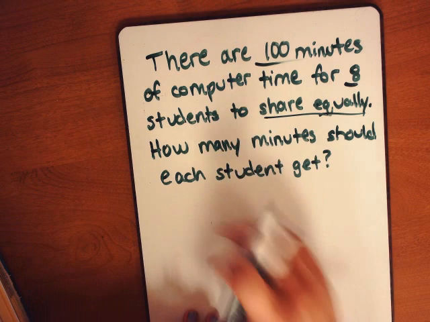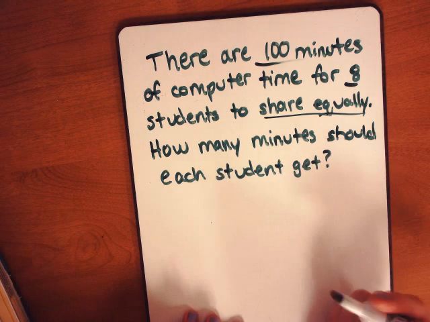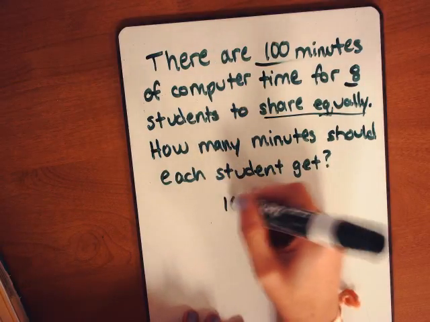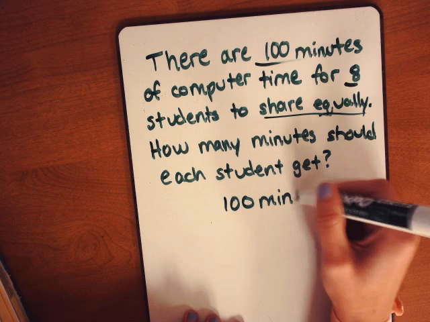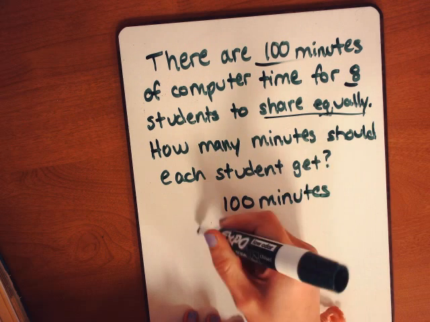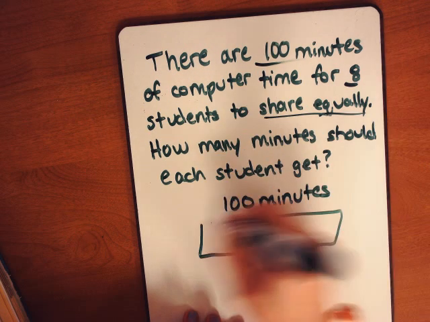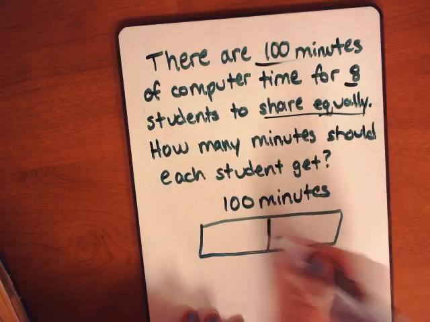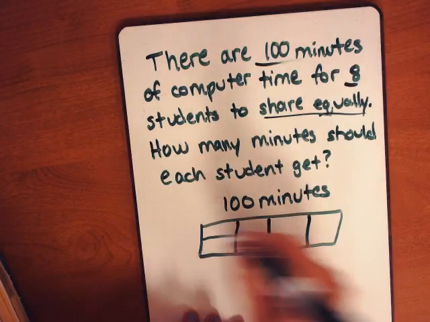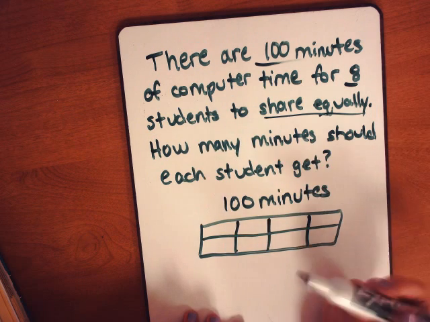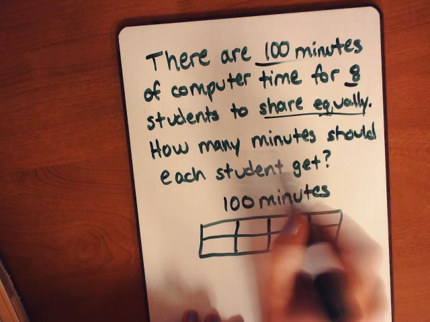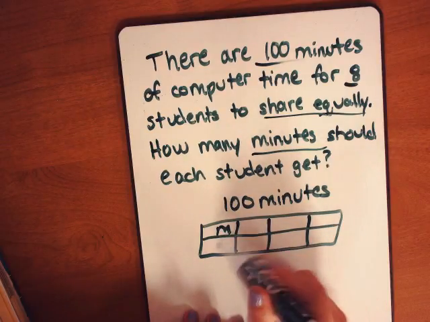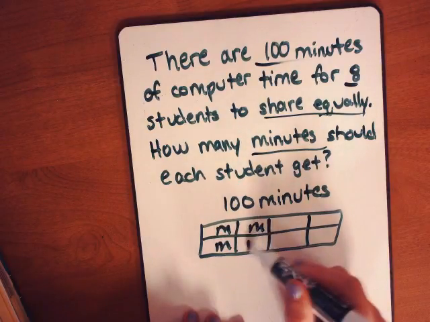So go ahead and draw along with me on your page. I could think about it this way. I've got 100 minutes total. And I'm going to represent that equally among 8 students. So each student, I'm trying to figure out how many minutes. So I'm going to choose the variable m to represent that. Now I've got 8 students, so 8 boxes. I'm going to put an m inside of each box.